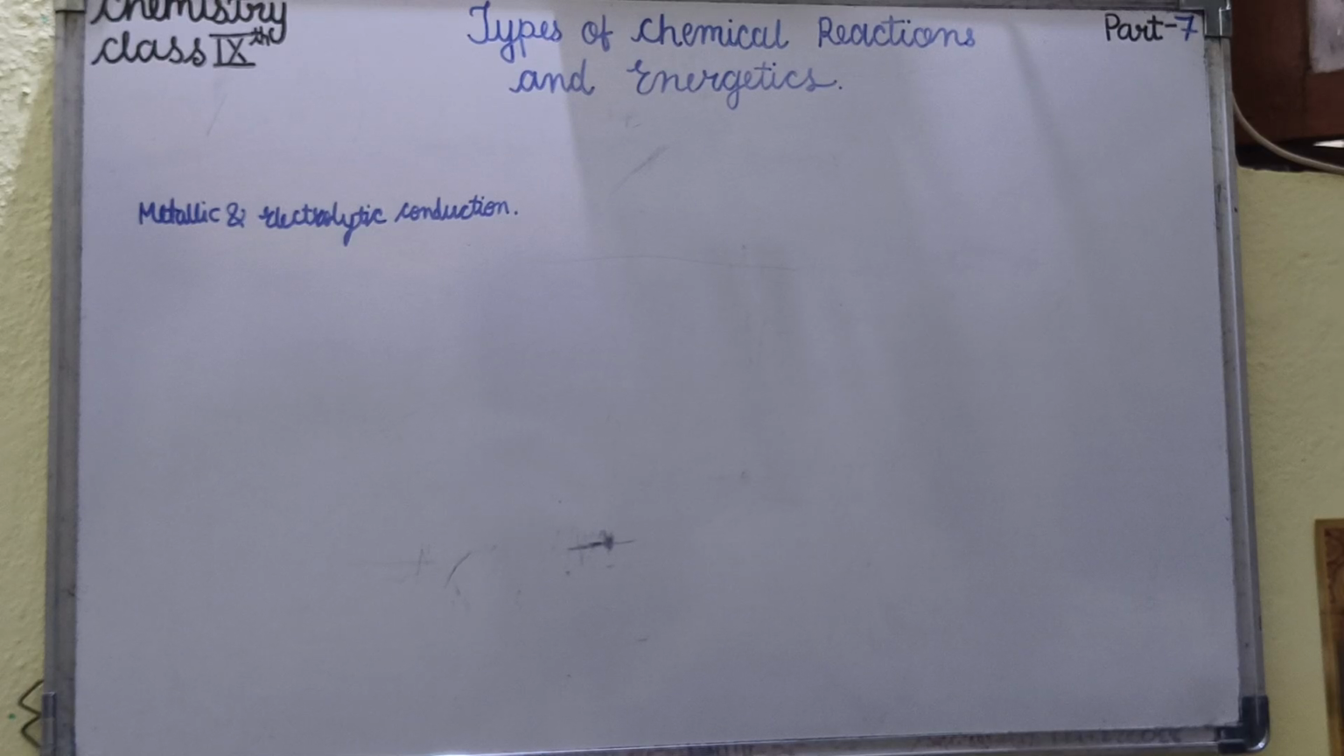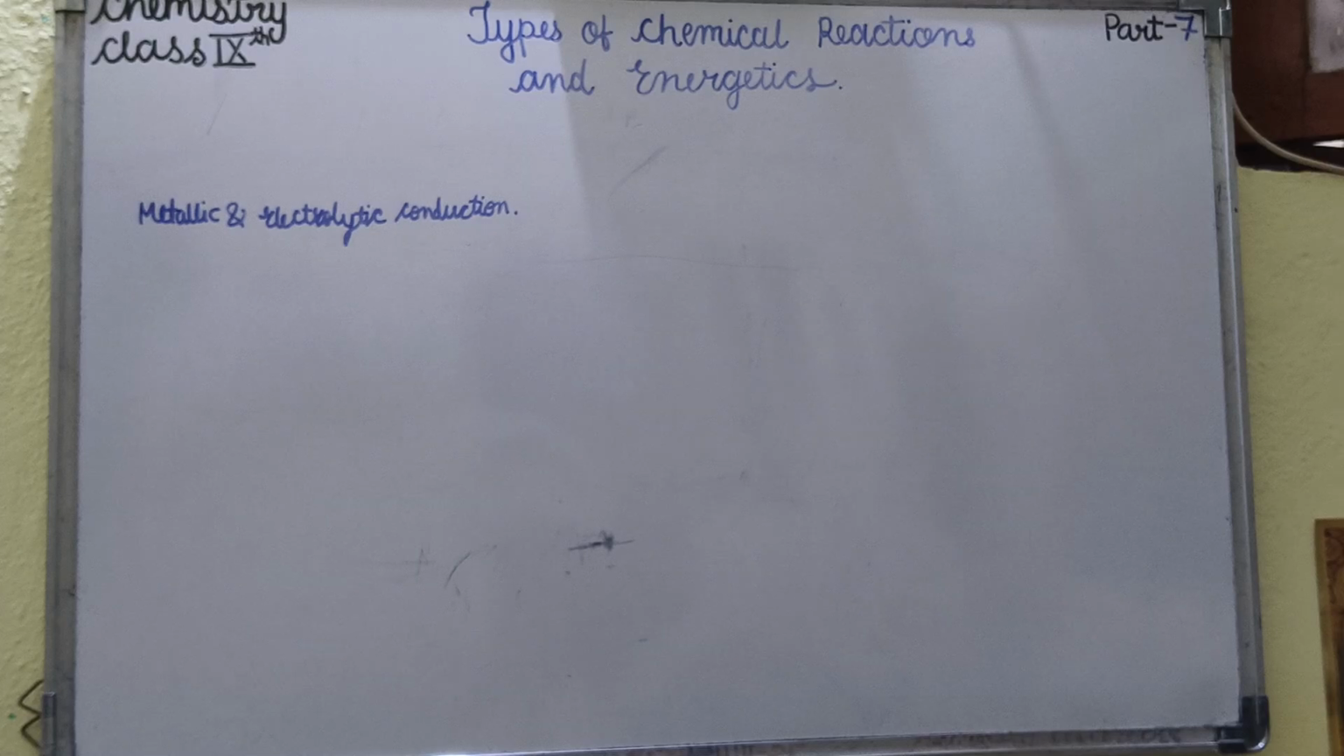In metallic conduction, no change in chemical properties of the conductor takes place. In electrolytic conduction, it involves chemical reaction at the electrodes. Metallic conduction does not involve transfer of matter, whereas electrolytic conduction involves transfer of matter in the form of ions. Metallic conduction shows an increase in resistance as temperature increases. Electrolytic conduction shows a decrease in resistance as temperature is increased.